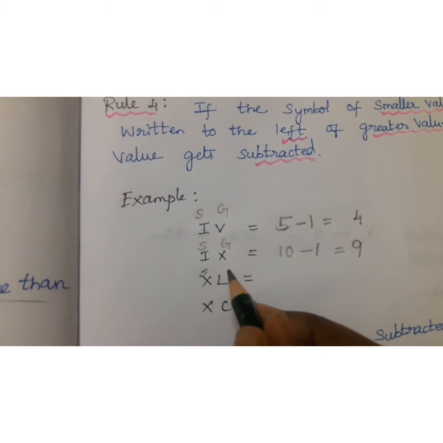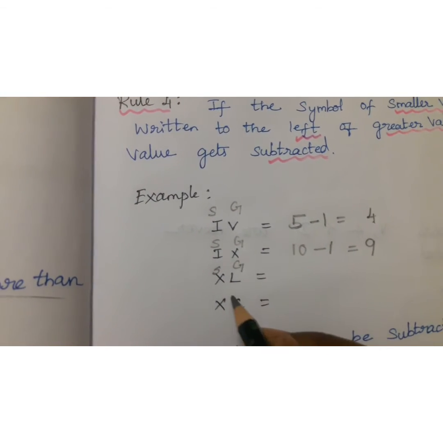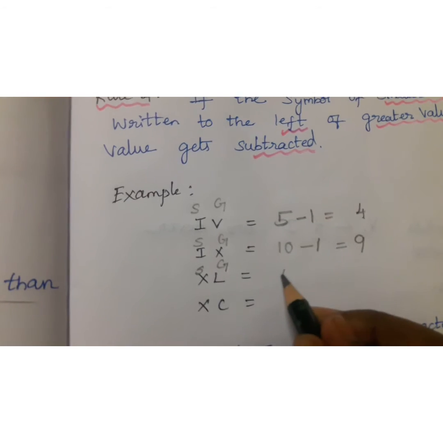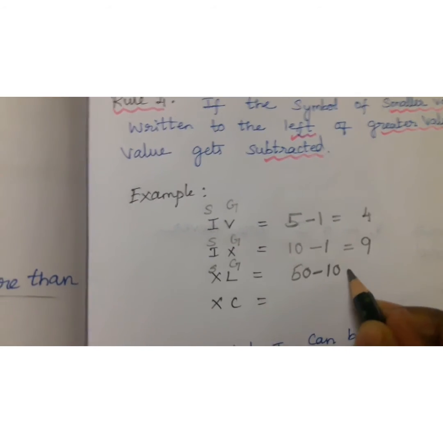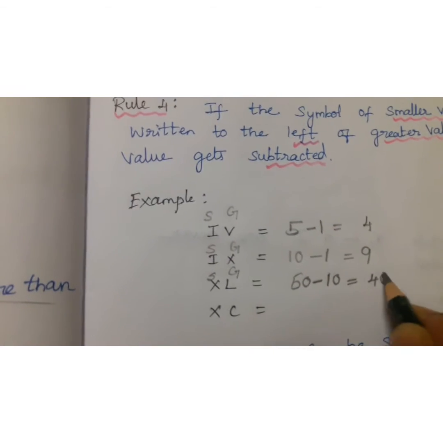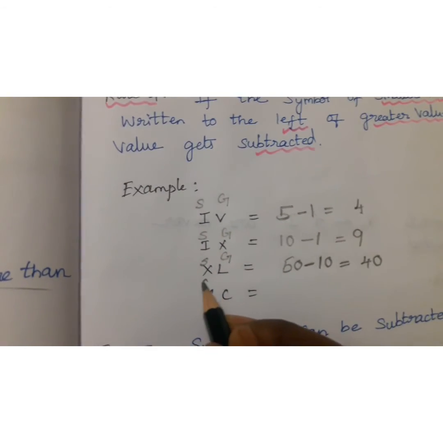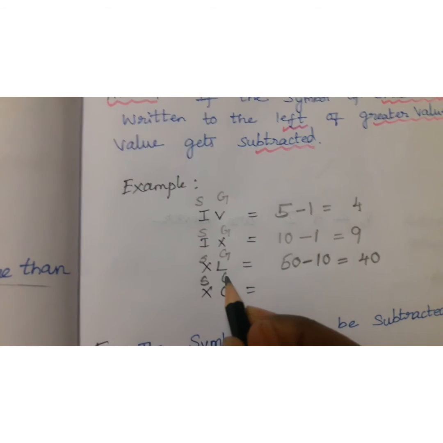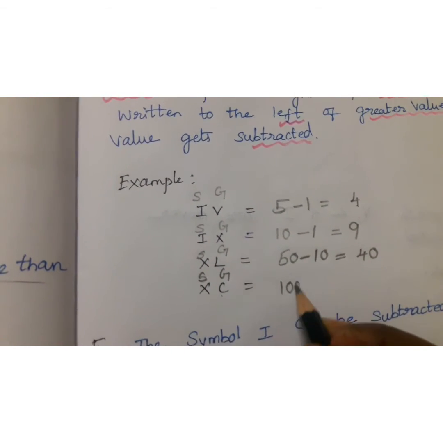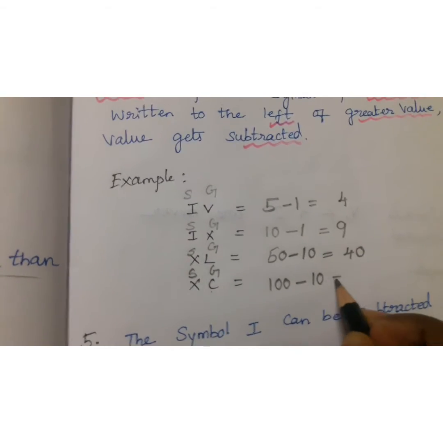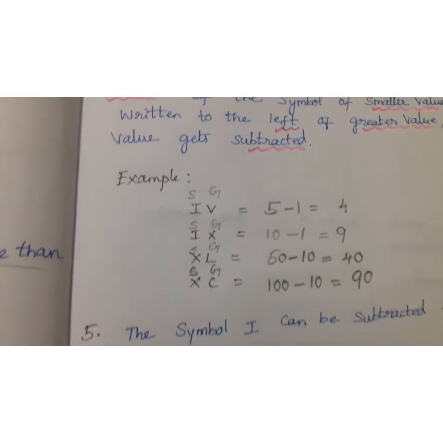In XL, X is the smaller value, L is the greater value. The value of L is 50. 50 minus X is 10. 50 minus 10 equal to 40. In XC, X is the smaller value, C is the greater value. The value of C is 100 minus 10 equal to 90.